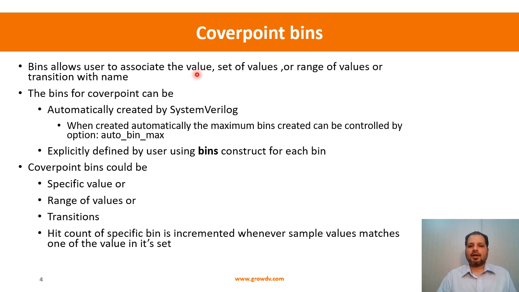It can be one value. It can be a set of discrete separate values. It can be a range of values that is continuous, let's say 15:18, where 15, 16, 17, 18 are included. Or transitions, as we had seen, it could be read to write, write to read, those types of transitions. So we will look at how we can define various of those and then associate them with a name. That's what bins are.